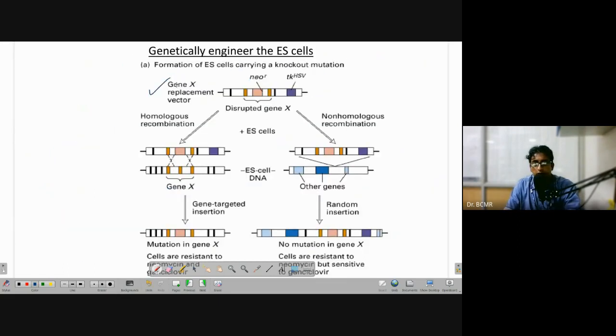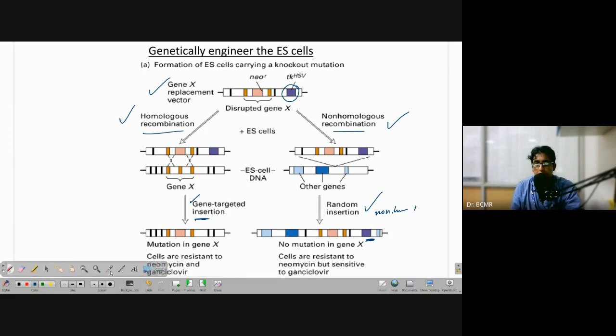So we have everything here. Gene X, you can see, you can do deletions, you can do insertions, many things can happen. Okay. So this is random insertion, what I meant by non-homologous integration or recombination. This is gene targeted insertion, that is by homologous recombination here. Homologous recombination or non-homologous recombination. There is the thymidine kinase gene. The thymidine kinase gene will not get incorporated in the case of homologous recombination. In the case of non-homologous recombination, however, we will also get the incorporation of the thymidine kinase gene.